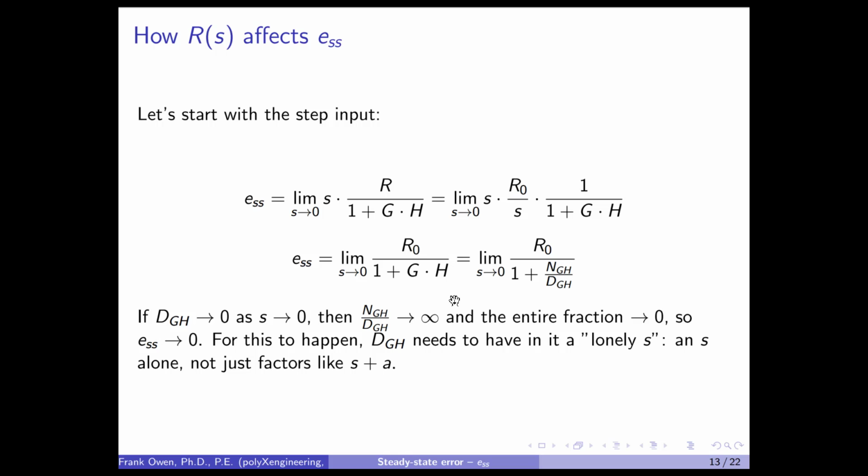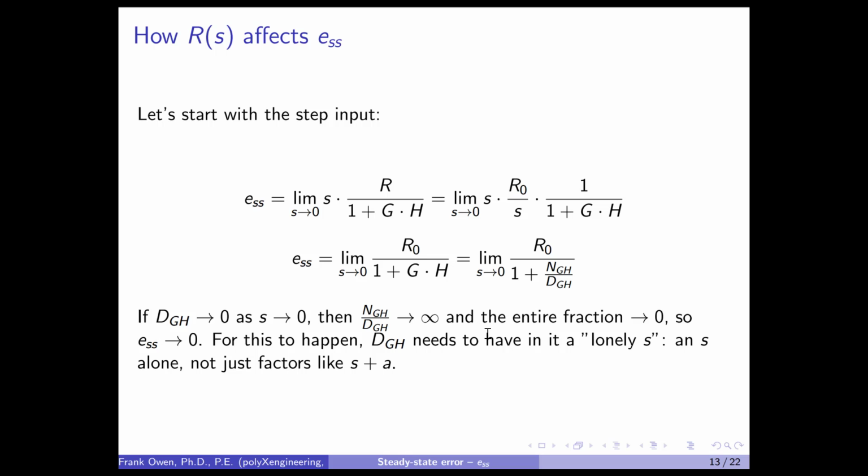Now, if we look at this, if D_GH, so I'm just looking at the denominator here, goes to 0 as s goes to 0, then this fraction here goes to infinity. And if the fraction goes to infinity, with a constant on top, we're adding 1 to infinity, which is infinity also. So this whole fraction here goes to 0, and that would mean that we would have no steady state error.